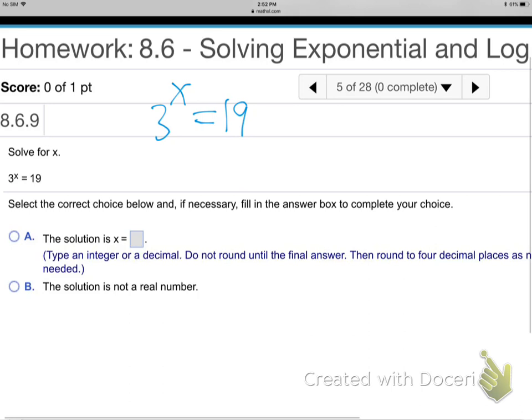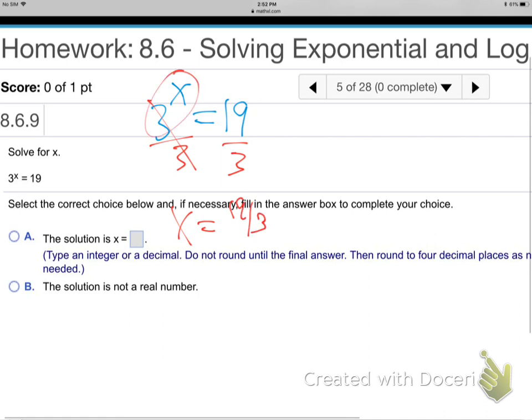Let's try some different things. Trying to get x alone, right? Could I divide both sides by 3? Would that just cancel them, and there it is, 19 thirds? Is that true, what I just did there?